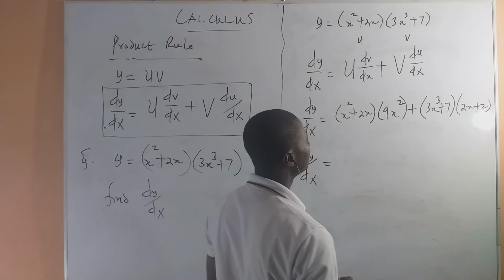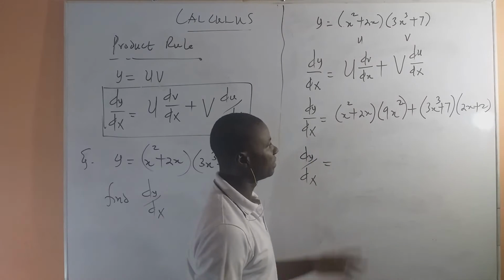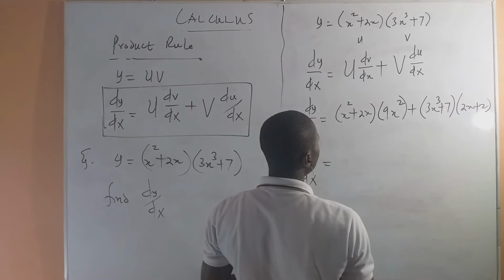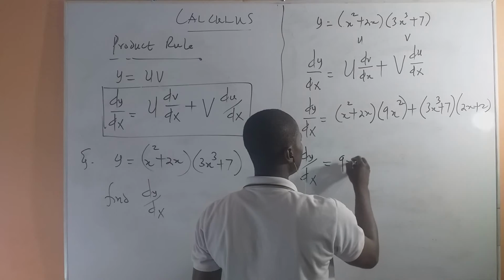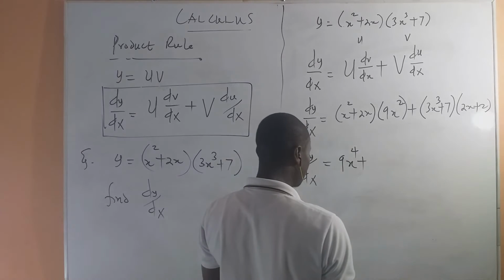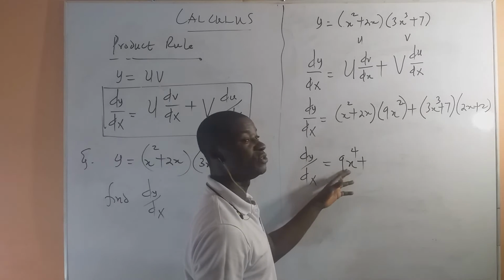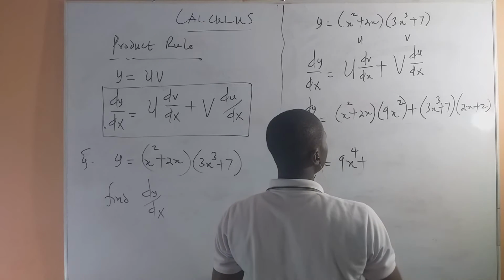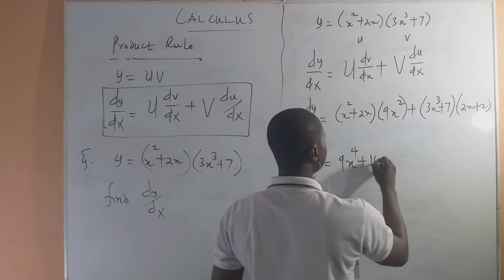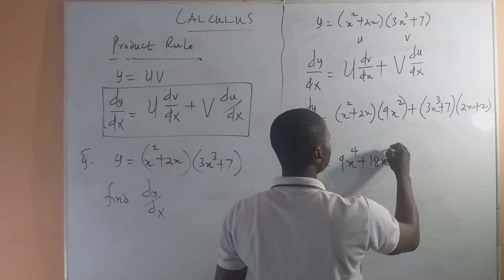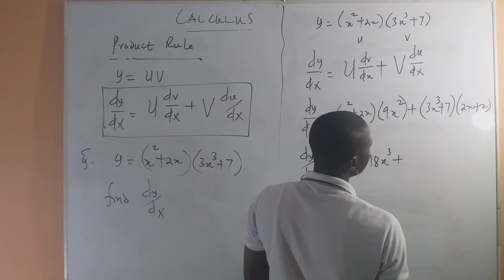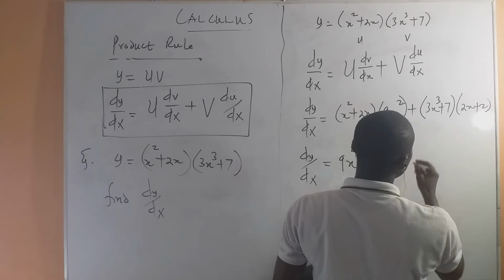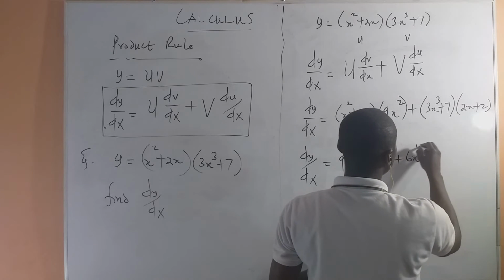so we can expand. In most cases you can leave it like this, but let's try to expand. So we have x squared times 9x squared, and according to indices, this will be 9x exponent 4. When you refer to my presentation on indices, you will know the reason why we are getting this as the answer. Plus, you have 2x times 9x squared, and that will be 18x cubed.